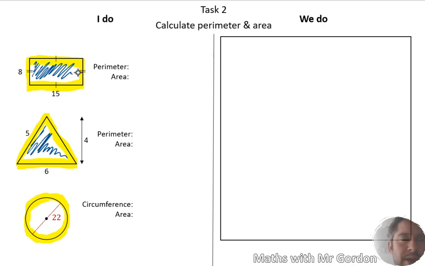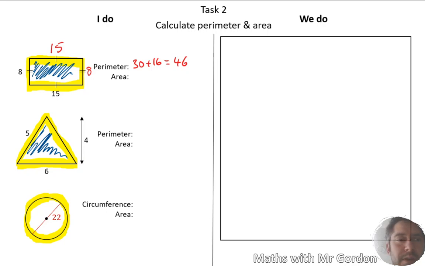Here we've got a rectangle. Now we know from the last task that that must be 15 and that must be 8. So the perimeter is all the way around it. So we've got 15 plus 8 plus 15 plus 8. So that's 15 times 2, which is 30, plus 8 plus 8, which is 16. So the perimeter is 30 plus 16, which is 46.